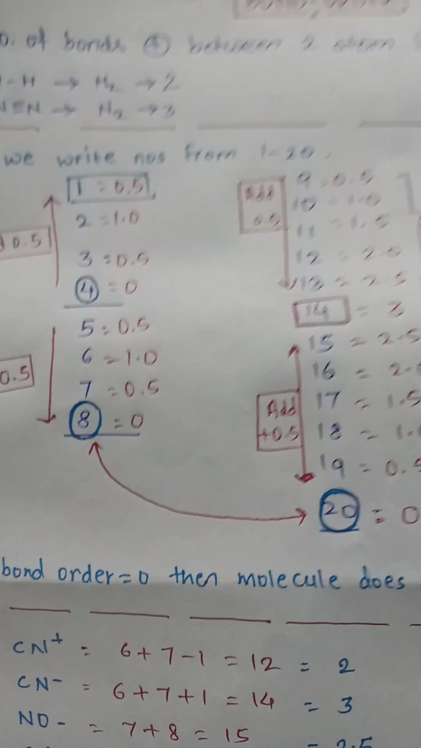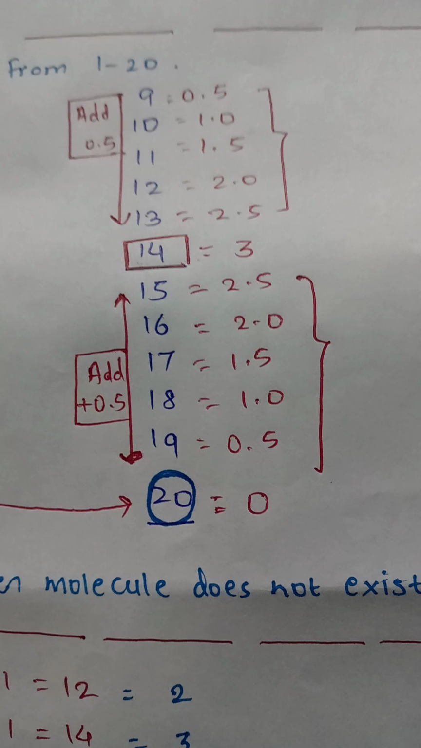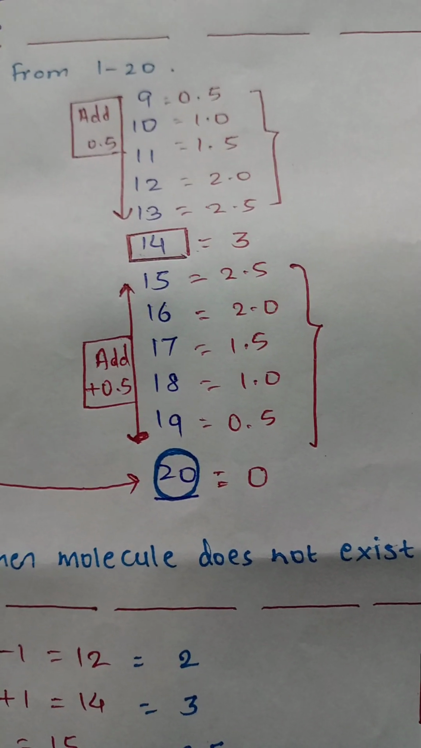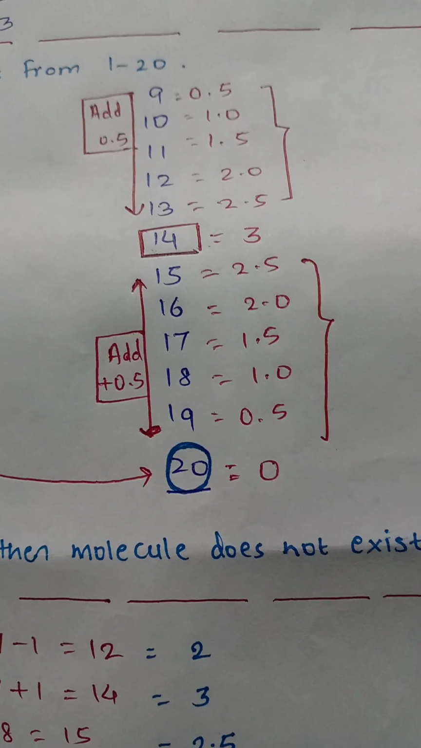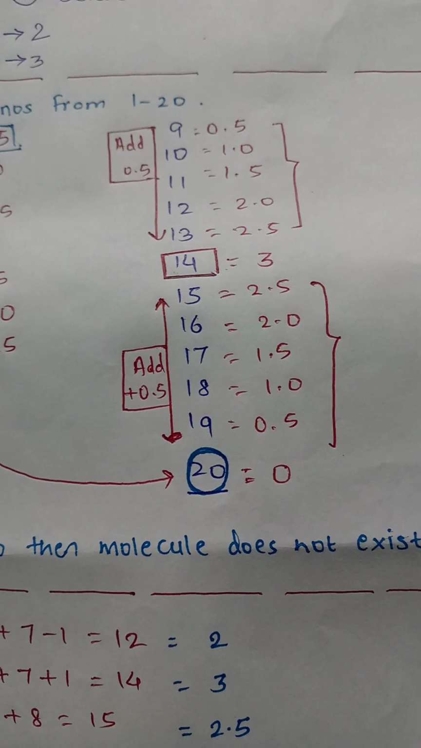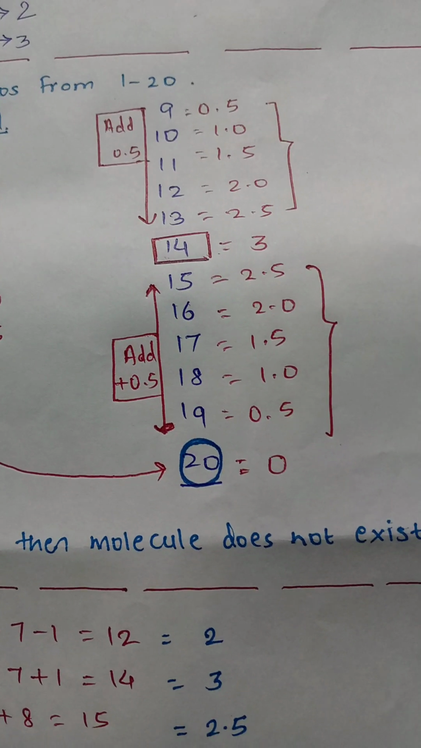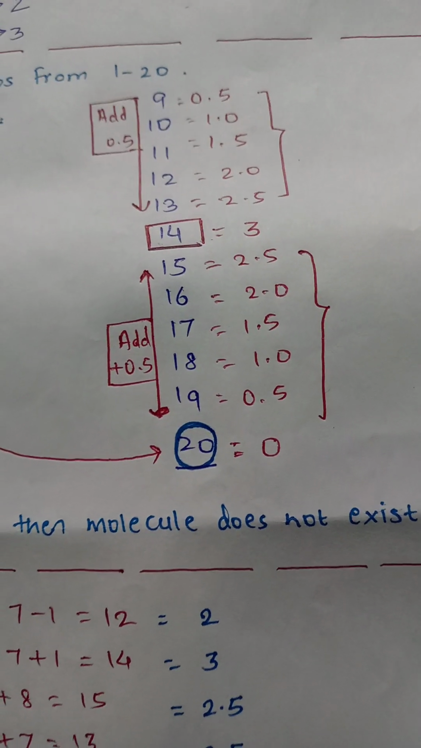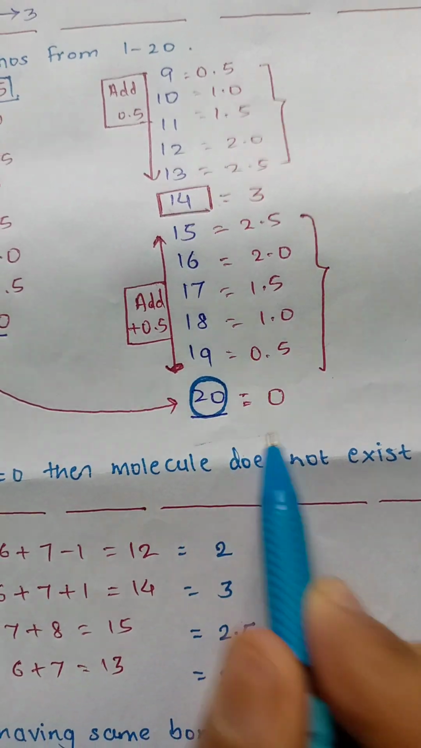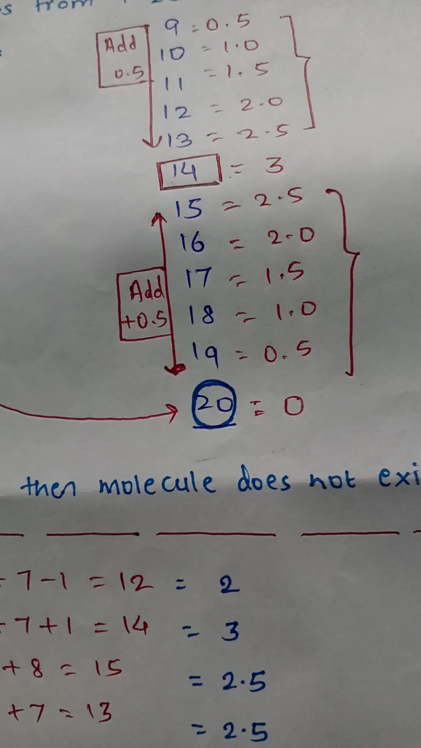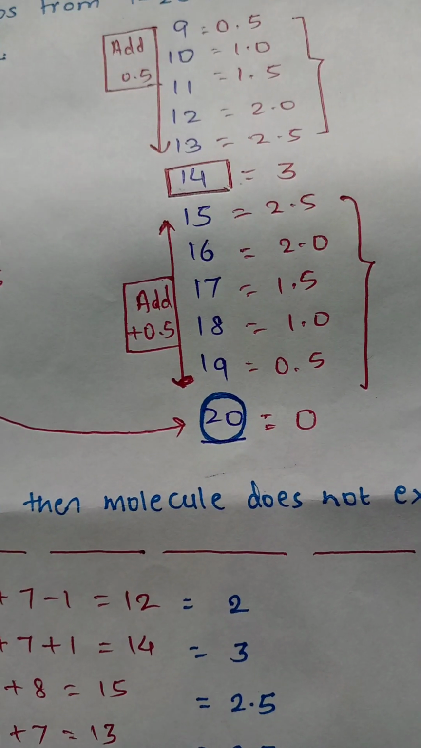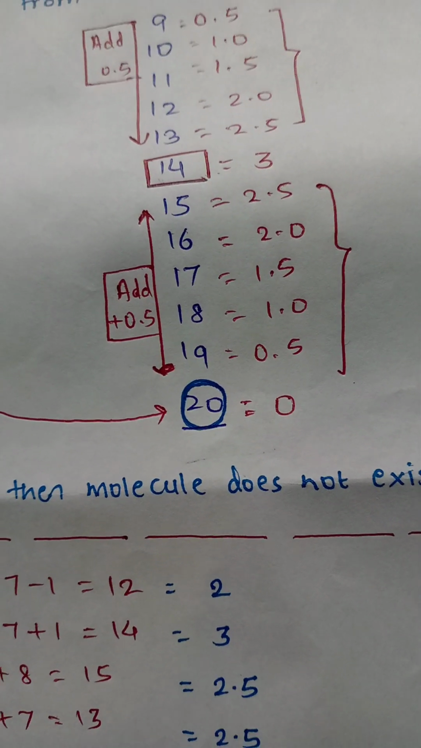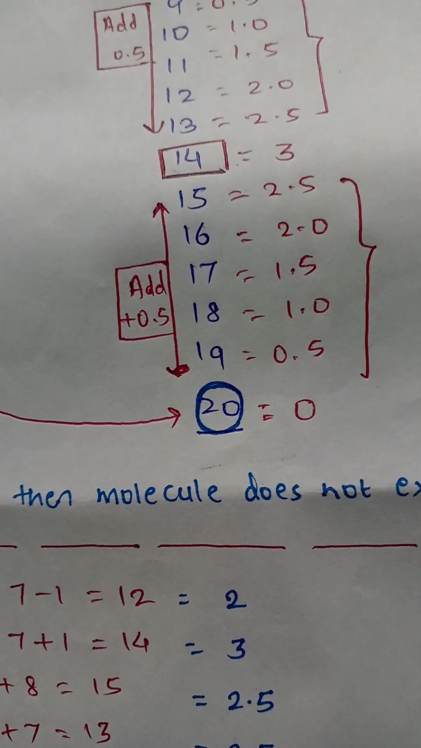So let us look here. We are going to start with 14. 14 is always 3. So 14 is a permanent number 3. So if there are 14 electrons, the bond order is going to be 3. As we move downwards, what I told you, we have 20 is 0, so we are going to add 0.5 till we reach 14. Okay, so 19 would be 0.5, 18 would be 1.0, 17 1.5, 16 2.0 and 15 2.5.